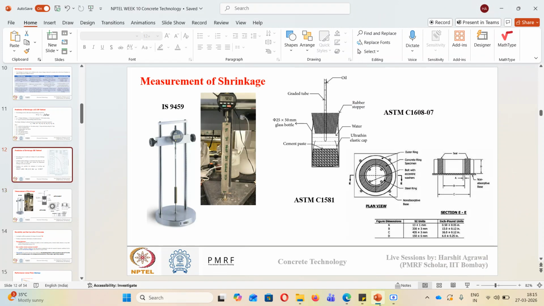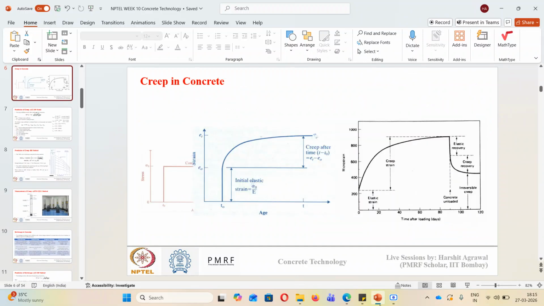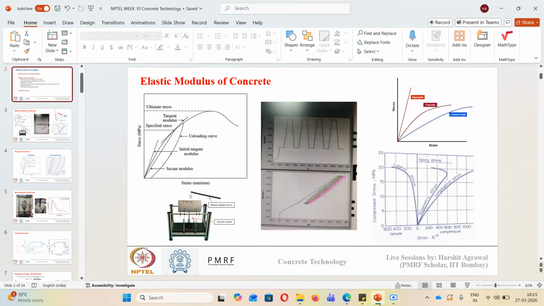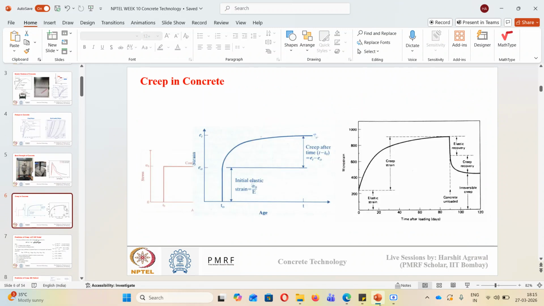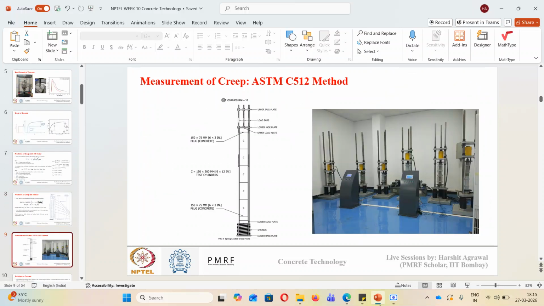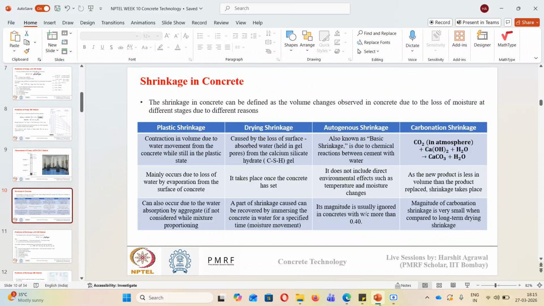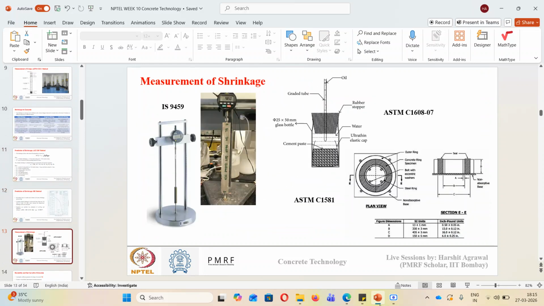So I was just discussing what all things we have discussed in the previous session. So we started with elastic modulus, then we came to fatigue, then we talked about bond strength, then we talked about creep in concrete, how we predict creep and how we measure creep, and then we talked about shrinkage and prediction and measurement of shrinkage.